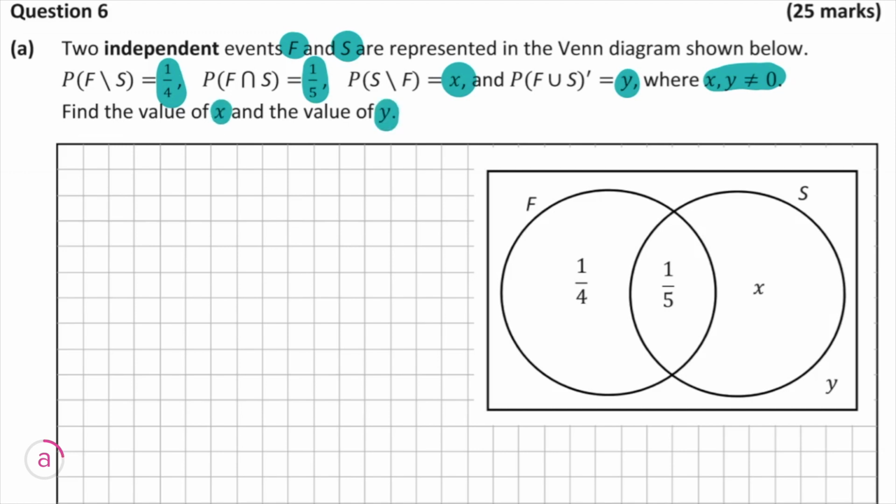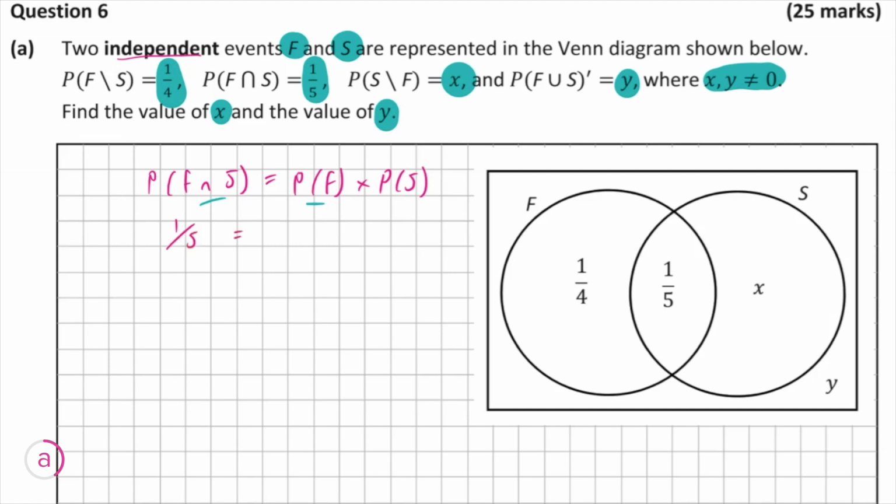Okay, so the reason independence is in bold is because it's actually the very crucial thing to realize about this question in order to find X. Because for any two independent events, the intersection of those two things, so F intersection S in this case, is just equal to the two probabilities multiplied together. So P of F and P of S. So given that we know the value of F intersection S and the value of the probability of F happening, we can manipulate this to isolate the probability of S happening.